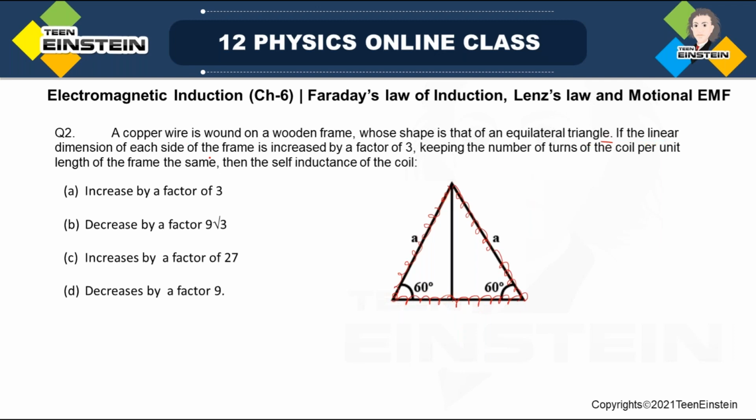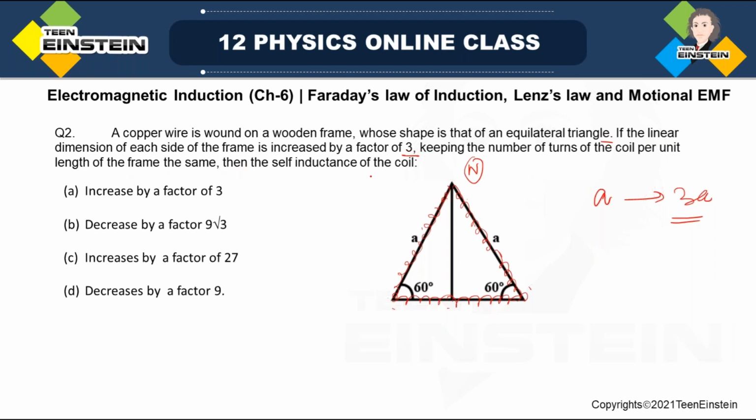If the linear dimension of each side of the frame is initially a, and the dimension of each side is increased by a factor of 3, that means earlier it was a, and it is made 3a, keeping the number of turns the same. These turns are not increasing. If the number of turns were some n earlier, now also it is the same. The number of turns of the coil per unit length of the frame is the same.